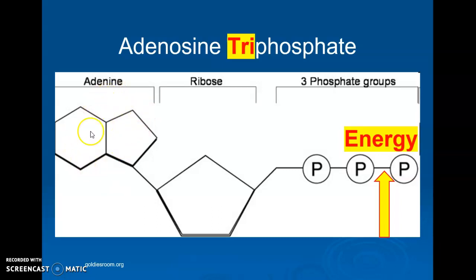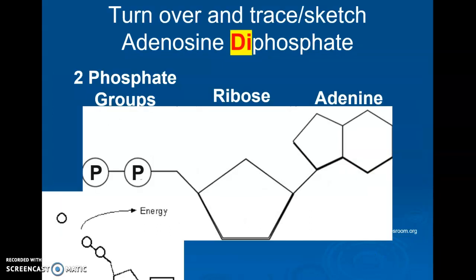There's adenine, ribose, and then three phosphate groups. Where the energy is stored in this molecule is in the bond between the second and the third phosphate group. Now, when you break that bond, energy is released for us to use to live.